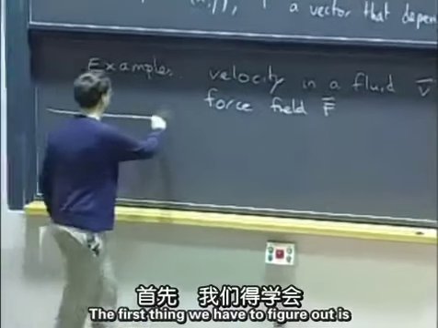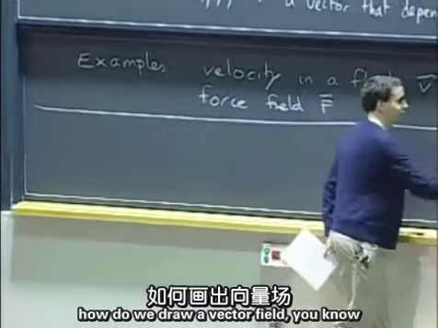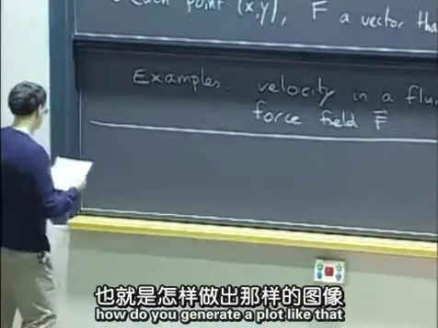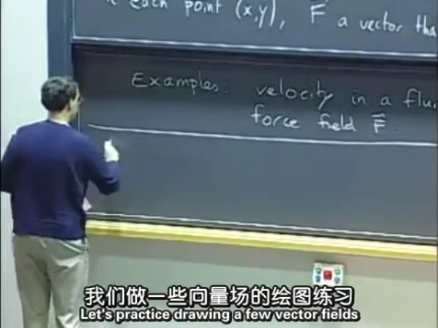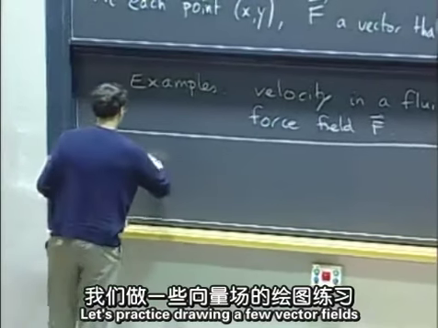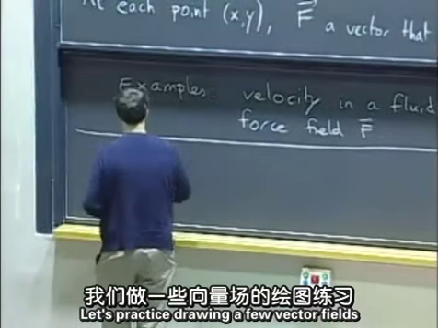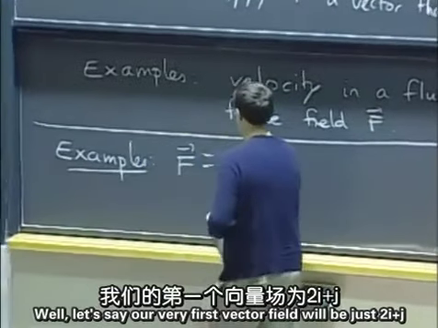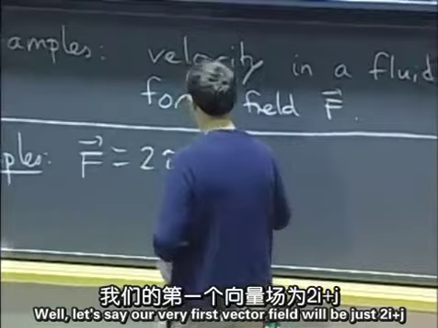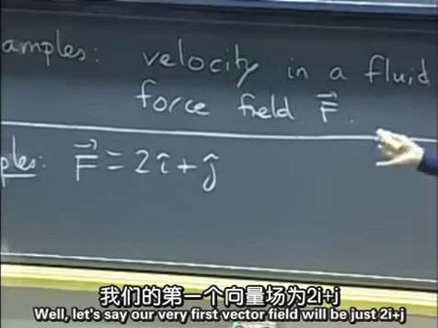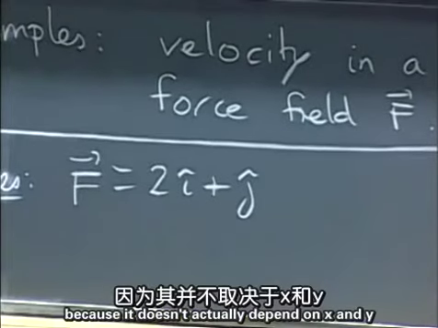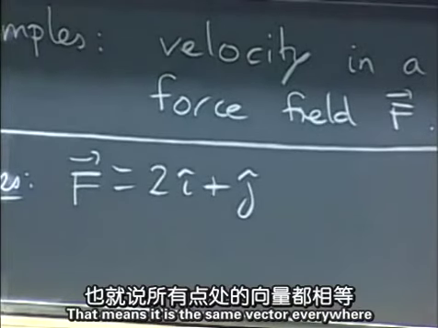Okay, so the first thing we have to figure out is how do we draw a vector field? How do you generate a plot like that? So let's practice drawing a few vector fields. Let's start with, let's say our very first vector field will be just 2i plus j. So it's kind of a silly vector field because it doesn't actually depend on x and y. So that means it's the same vector everywhere.